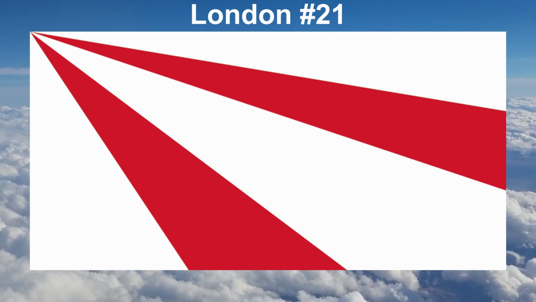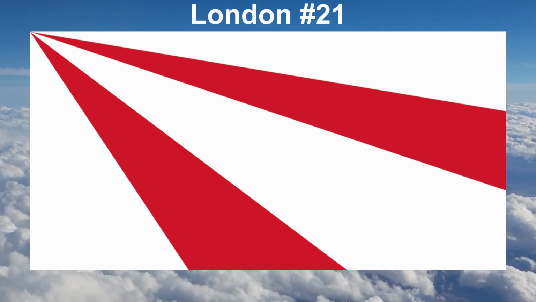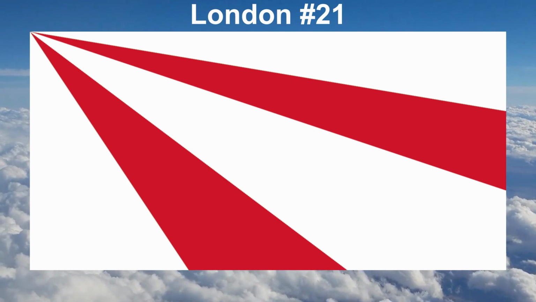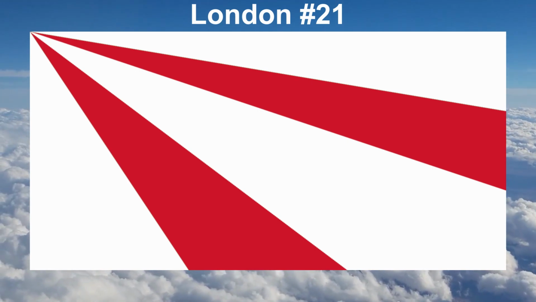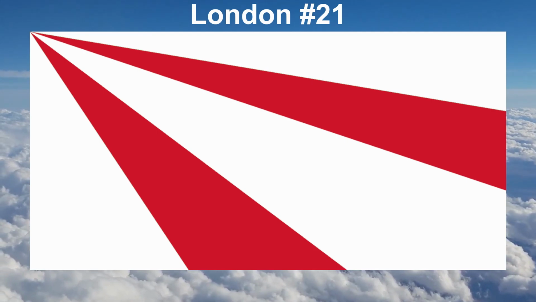Next is entry 21. The flag uses the colors of the English flag and City of London flag. The radiating stripes represent the expansion of London over the years. The white stripes represent peace and unity among all the people of London, as well as the River Thames. The red stripes represent the culture and energy of the city.